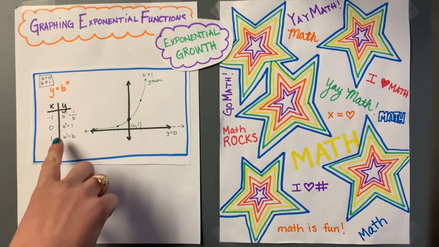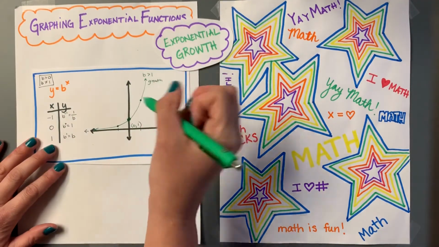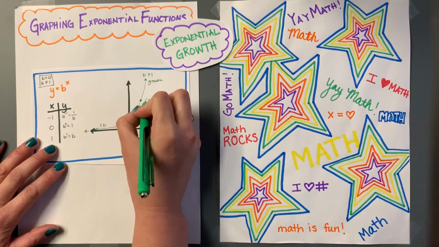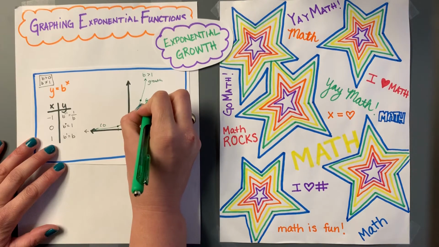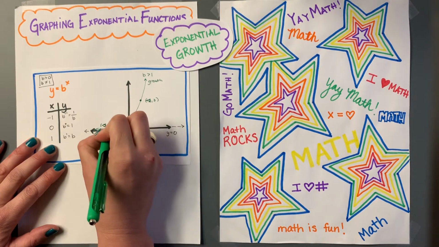And this is exponential growth. For the same set of points, so again, this is 0, 1, this is positive 1, b, and this is -1, 1 over b.